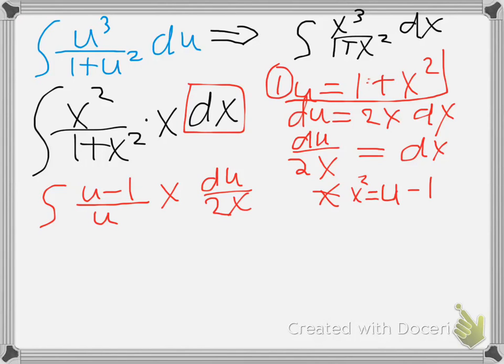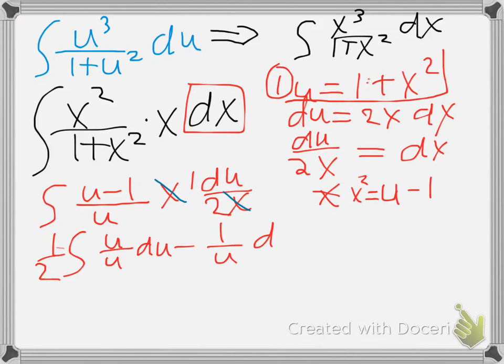So, of course, you get some cancellation here. That x cancels out with that, and you're basically left with the integral of, I can take the fraction 1/2 and put it out in front. We have 1/2, and if I separate this, I have u over u du minus 1 over u du, and all of that is being multiplied by 1/2.